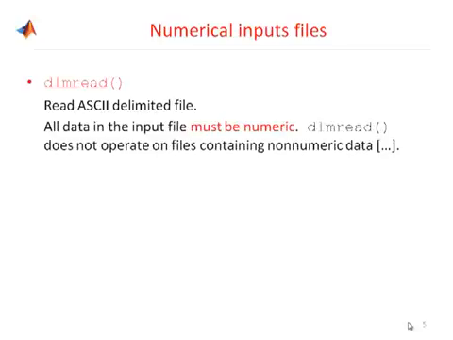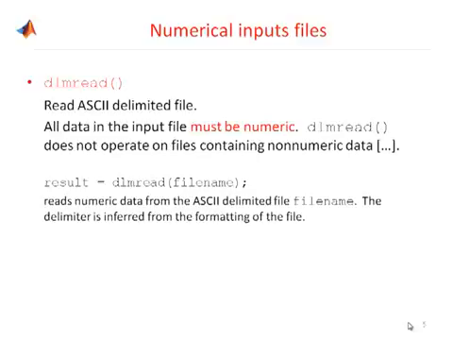Now, from the help file of MATLAB, dlmread is to read an ASCII delimited file, and it is very specific that all the data in the file must be numeric. dlmread does not operate on files containing, for example, letters, but as soon as you open a file and it has a letter, dlmread is out of the question, so it's really easy.